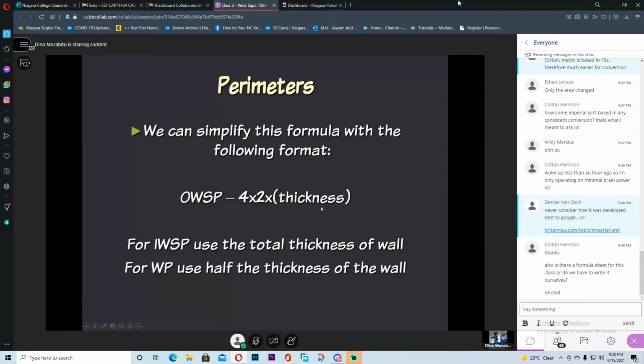This is the difference between the number that I have and the number that I want. I have the outside wall. I want to know the inside wall, and there's 12 inches between those two. If I wanted to know the wall perimeter, we call that the WP, then I'd like to know the dimension of the middle of the wall. And so in that case, I would only subtract 6 inches as my thickness here, rather than the full 12.